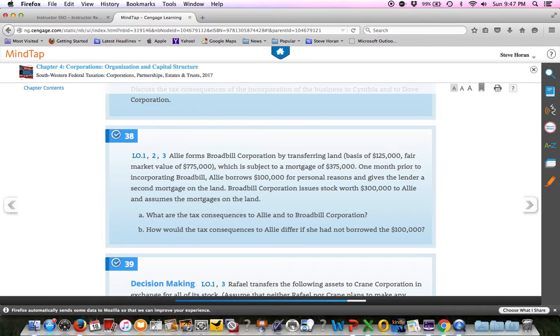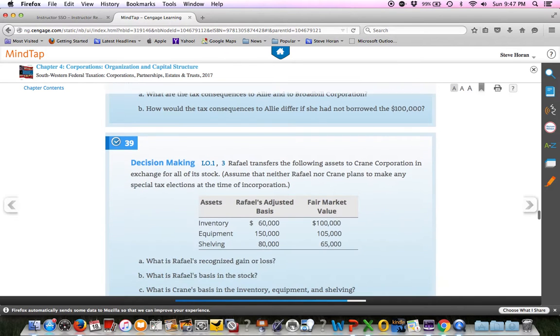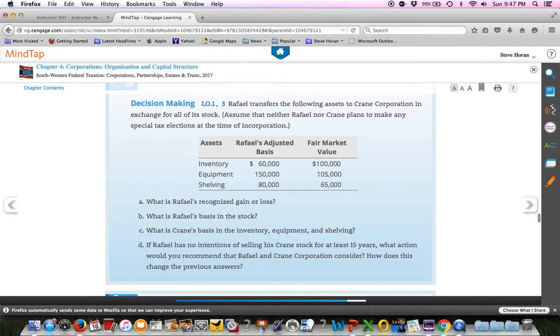Okay, let's take a look at just one more. We'll look at 39. That'll be our last one. Raphael transfers the following assets to Crane Corp in exchange for all of its stock. Actually, you know what? This one I am going to just give you the answer for. There's a lot going on with this one. I'm going to provide the answer in a Word document and send it out to everybody. Some of these are just so long that I think that'll be easier. I'd put them on the screen if we were in the classroom, but since we're not, we'll do it that way.